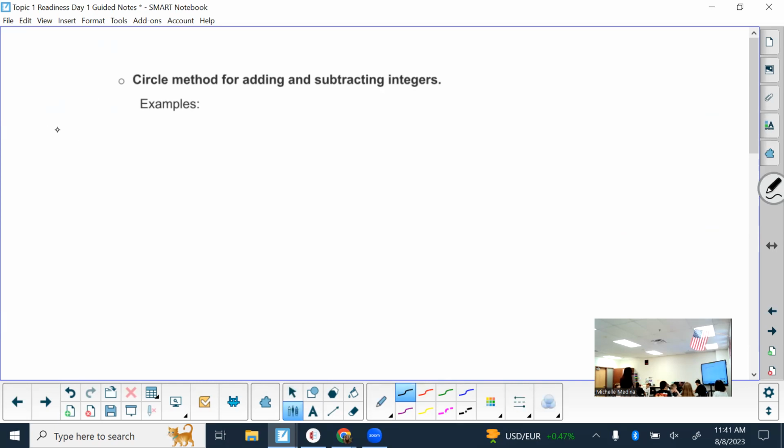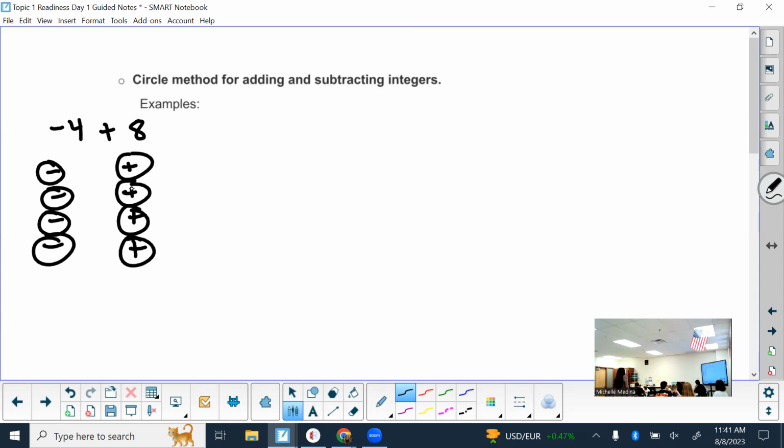So say you have -4 plus 8. What you could do is this method of adding and subtracting them, where you look at the number 4. What's the sign on the 4? It's negative, so I'm gonna have 4 negative bubbles. So 1, 2, 3, and 4. And then what's the sign that's on the 8? So I'm gonna have 8 positive bubbles. So 1, 2, 3, 4, 5, 6, 7, 8.